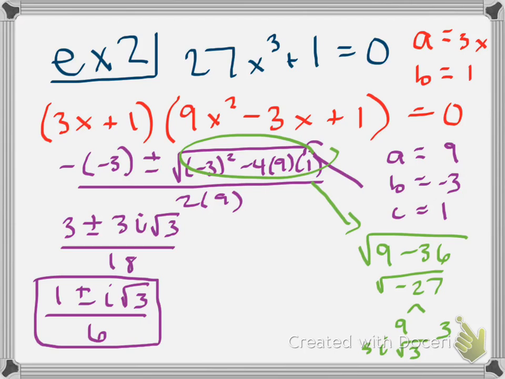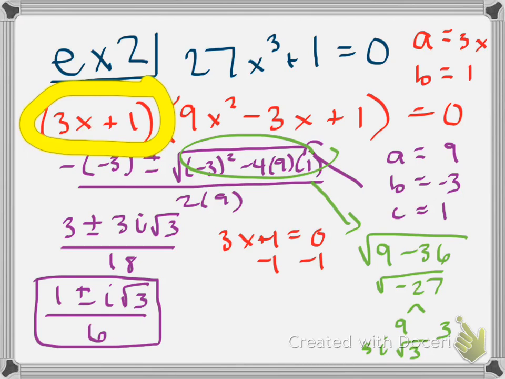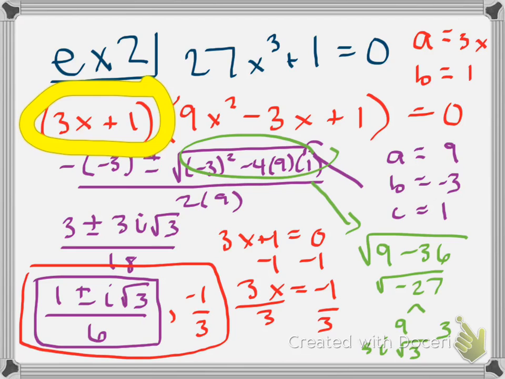The last place where we get our third answer from would be my quantity right here. This binomial gets set equal to 0, and if I set that equal to 0 and solve, I'll have 3x plus 1 equals 0, minus 1, 3x equals negative 1. So my third answer is negative 1/3. So here are my 3 answers. 2 are from the quadratic formula, and 1 was from that binomial. So we're going to pick up with this tomorrow and practice more of these.